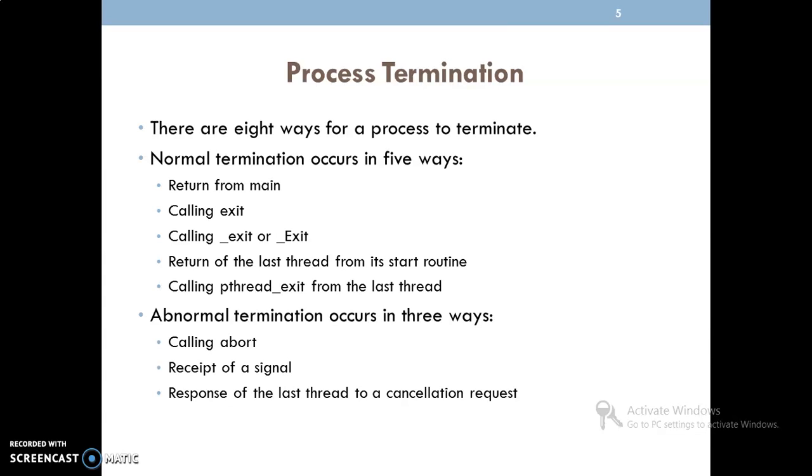Next, return of the last thread from its start routine. We need to understand what we mean by thread. The big program has been divided into small routine functions, each of which I can call a thread. So one thread of that program returns values in the startup routine, which I can call before calling the main function. There is one function that has been called, that is the startup routine. Okay, due to that also we can terminate the program.